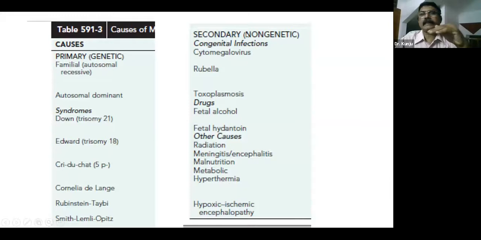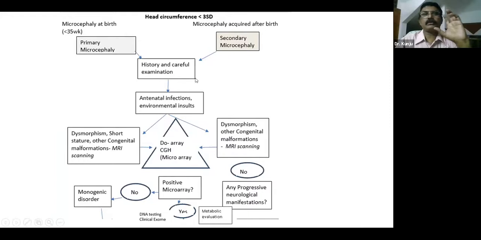Secondary, again, toxoplasmosis and fetal alcohol and fetal hydantoin. And then radiation, meningitis, etc. And I have told you how to approach it. Be careful whether it is primary or secondary. If it is primary, you measure the length to see whether it is a proportionate microcephaly or a disproportionate microcephaly. And then look for any antenatal infections or other environmental factors that are contributing to secondary microcephaly.